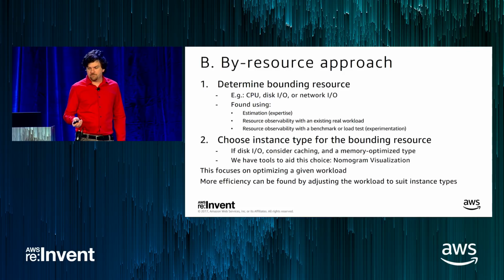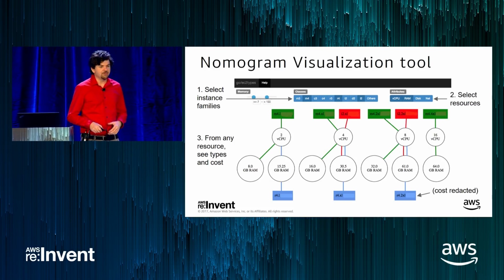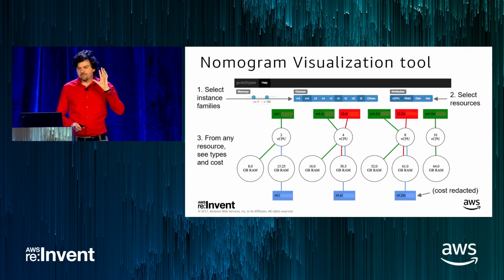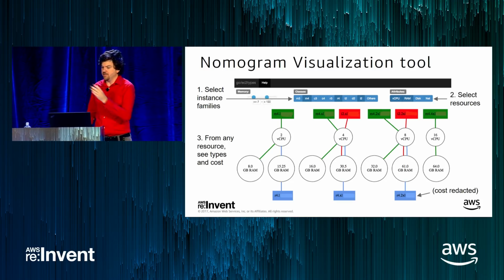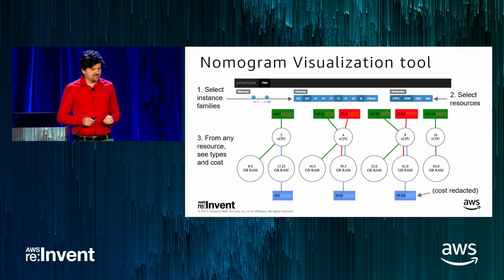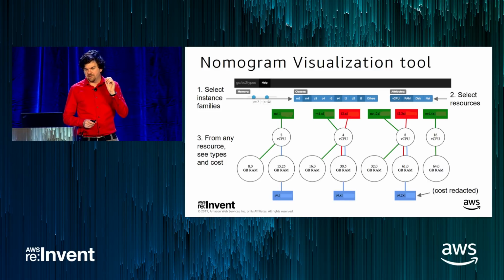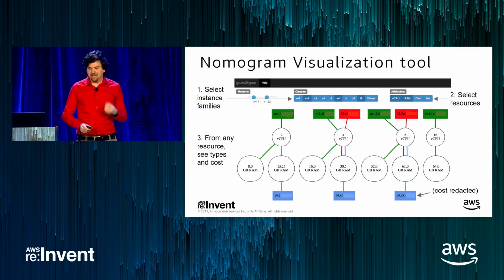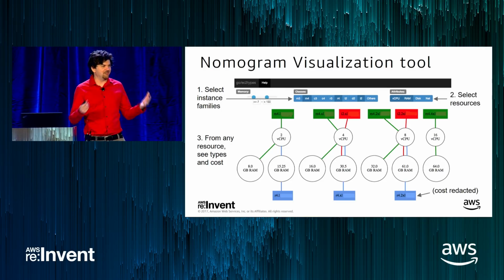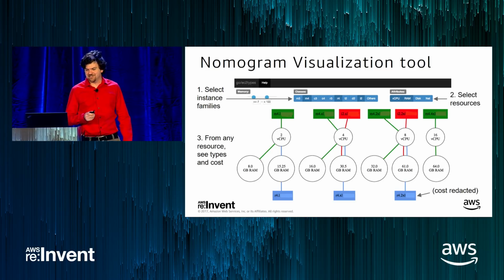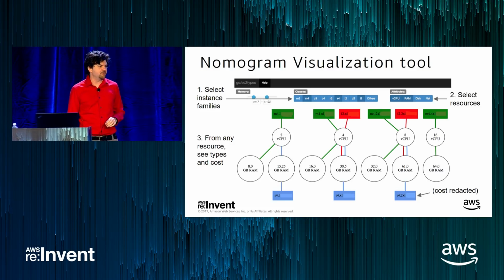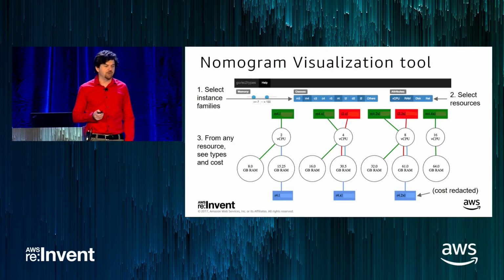We have a Nomogram visualization tool, written by Scott, who's here, and that lets us pick the characteristics we're interested in, so the attributes that may be the performance bounding resource, and then the classes we're interested in, and then it will tell us the options available. It also gives us the prices, which I've had to redact because that's up to Amazon to share, that's not for Netflix to share. So that helps us pick which of these instance types best suits the workload, given the attributes we know are important.